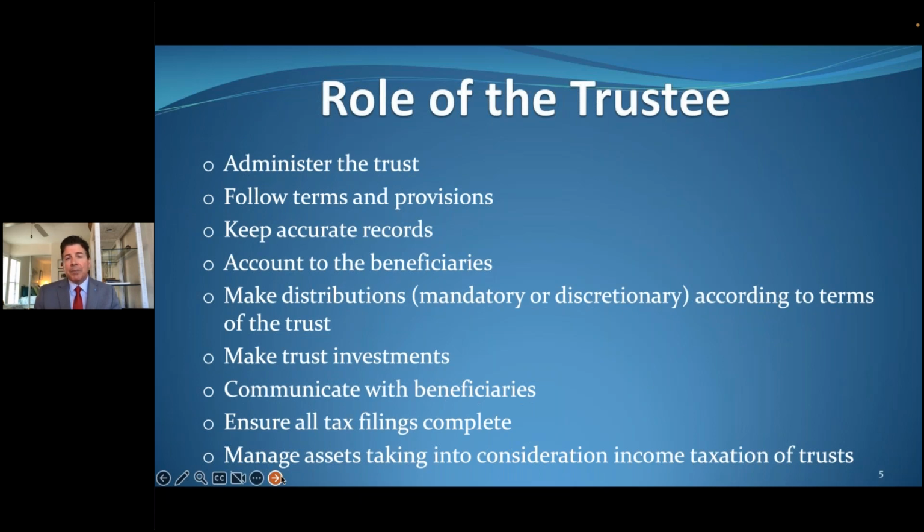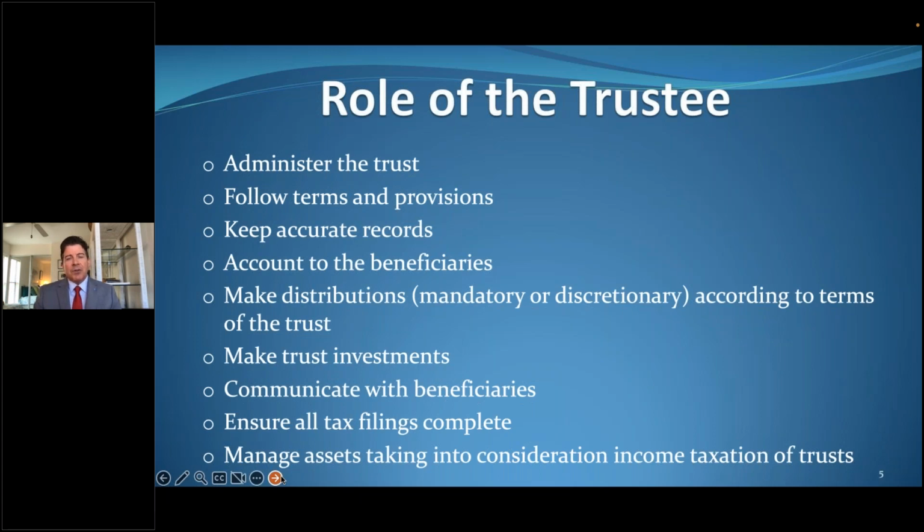The trustee has to make trust investments. So one of the fiduciary duties, so that's the first time I've used that word. The trustee is a fiduciary. They have fiduciary responsibility, and they must carry out that fiduciary responsibility, or they could be removed or be deemed to breach their fiduciary duty. So they need to make investments. They need to hire professionals.